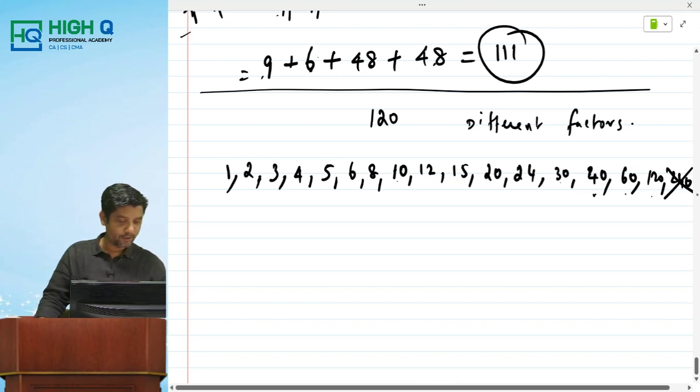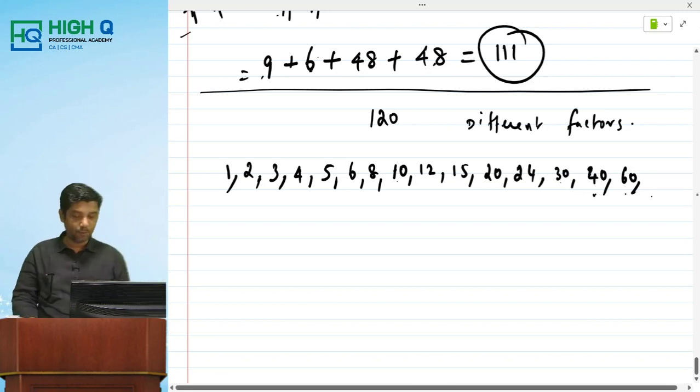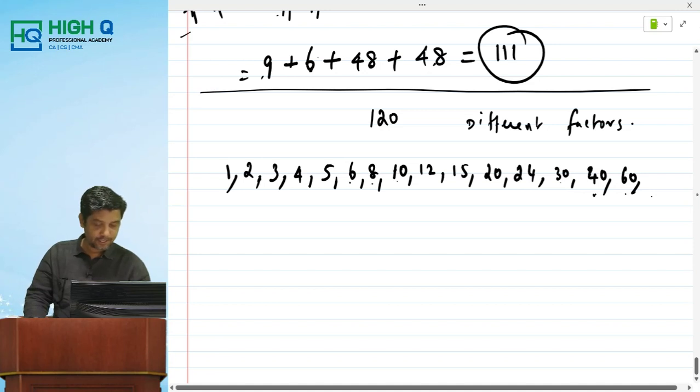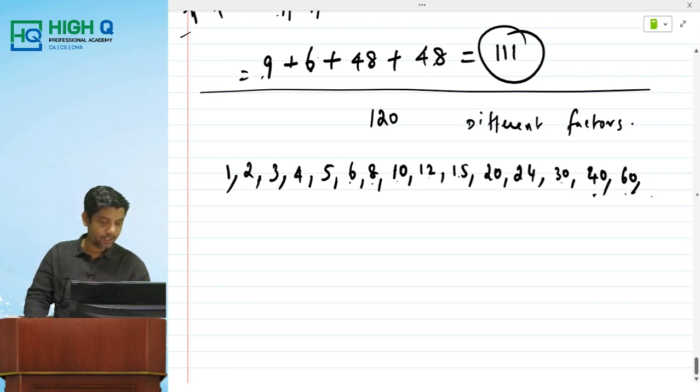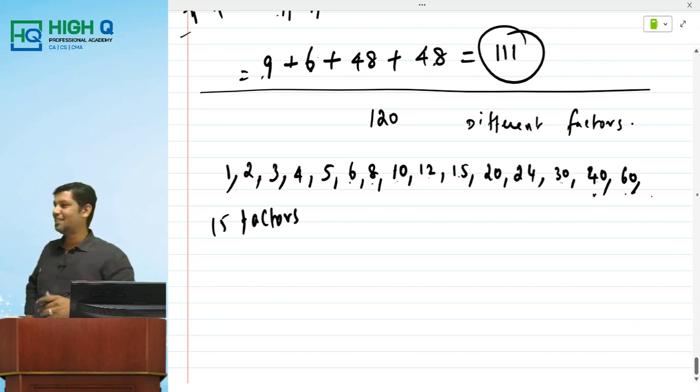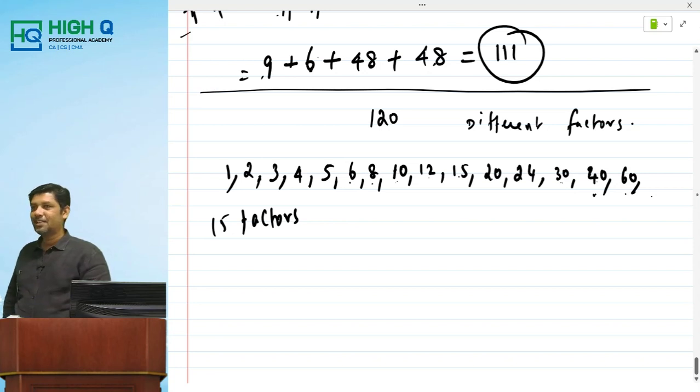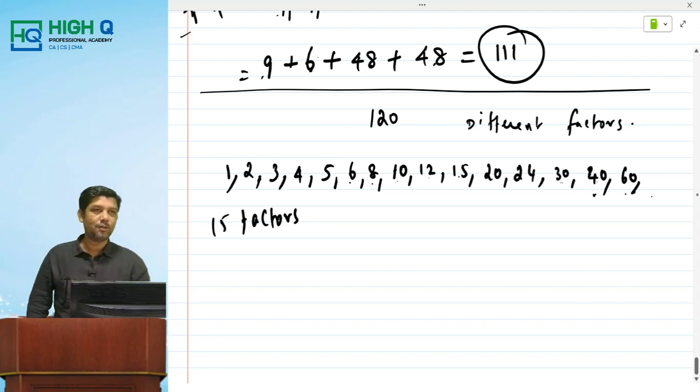Can we take 120? Let me do it for 120. Now, how many factors? 6, 7, 8, 9, 10, 11, 12, 13, 14, 15. Total how many factors, my dear? Can you find out like this every time? Is it possible every time? No. I'll give you one trick.